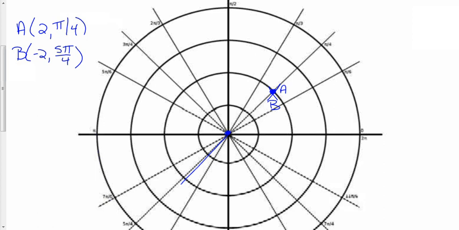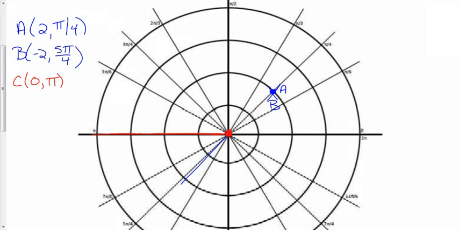Next point is C. C is at the point 0, comma, pi. Now, when my radius is 0, that means I'm not moving away from the origin at all, and I'm going to be on the pi, which here's my pi, in red, pi is right here, but my radius is 0, which means I am right at the origin in red.